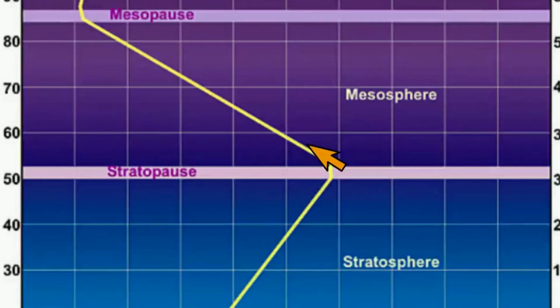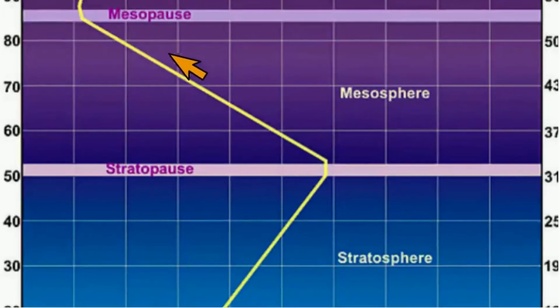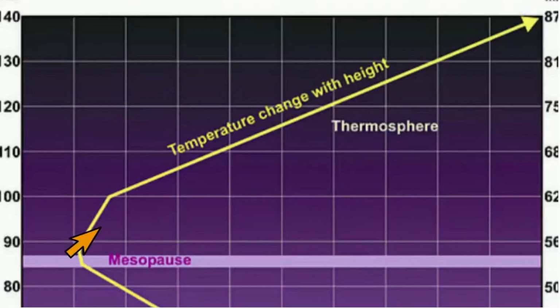The mesosphere is similar to the troposphere, and the temperature decreases with elevation. The temperature ranges from 0 degrees Celsius to negative 90 degrees Celsius at the top. And finally, the thermosphere actually gets warmer with elevation. The temperature ranges from negative 90 degrees at the bottom to over 1500 degrees at the very, very top.